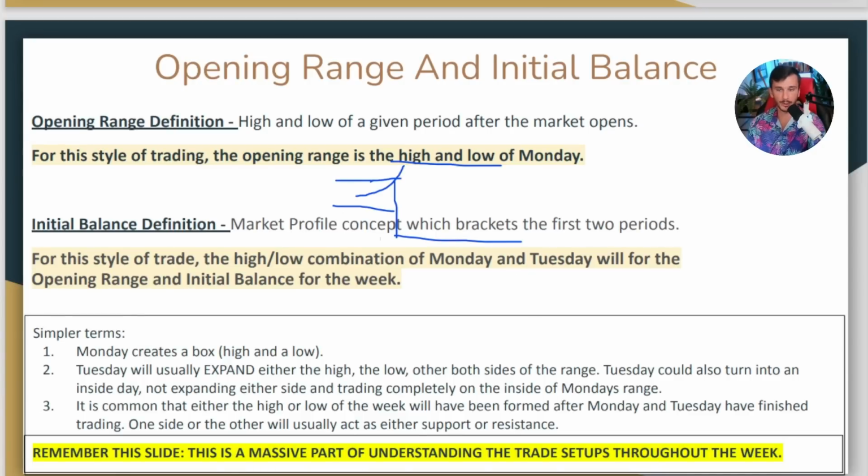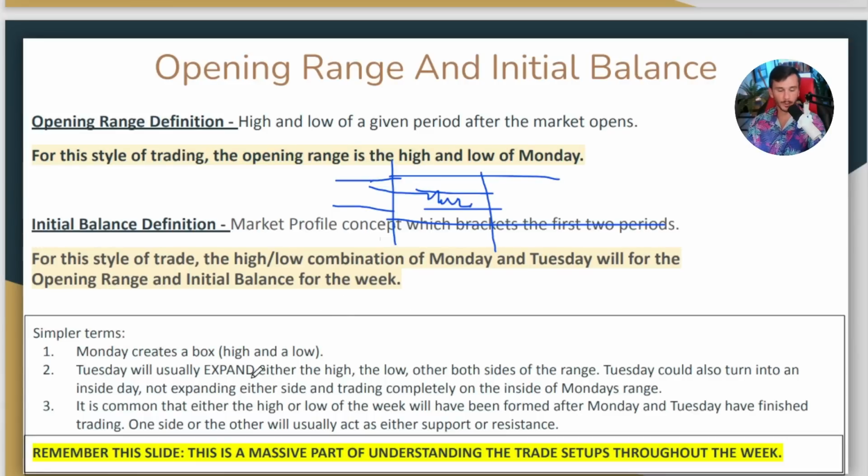Tuesday could also turn into an inside day. So if Tuesday does not exceed Monday's high or Monday's low, and it just trades on the inside of Monday's high and low, that would turn into an inside day, and your opening range initial balance would just be the high and the low of Monday. It is common that either the high or the low of the week will have been formed after Monday and Tuesday have finished trading. One side or the other will act as support and resistance.